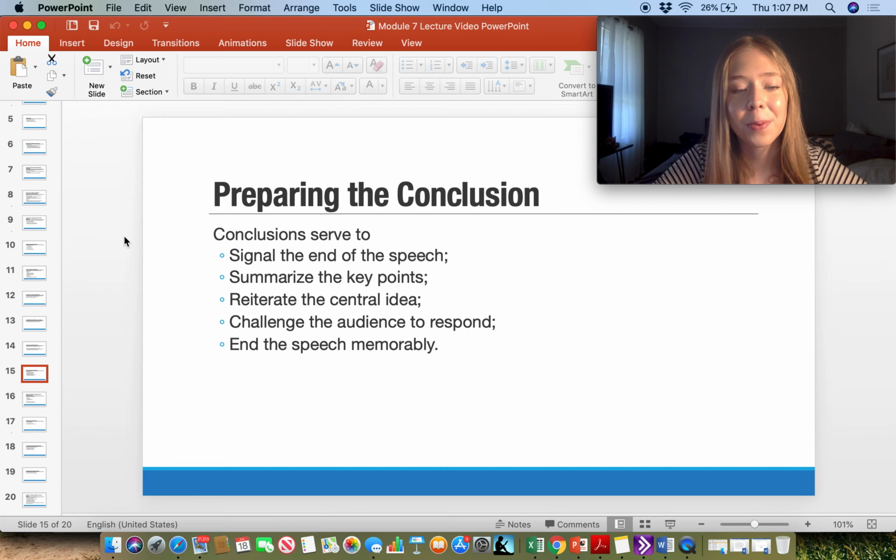So finally, again, when you're preparing the conclusion, conclusions serve to signal the end of your speech. So we should be able to tell when you're wrapping up, remember, because you're transitioning to your conclusion. It summarizes your key points. We'll go into this, but you will be restating your 3 main points that you have previewed for us. You reiterate the central idea by restating your thesis. You challenge the audience to respond, especially in a persuasive speech. And you end the speech memorably and strong.